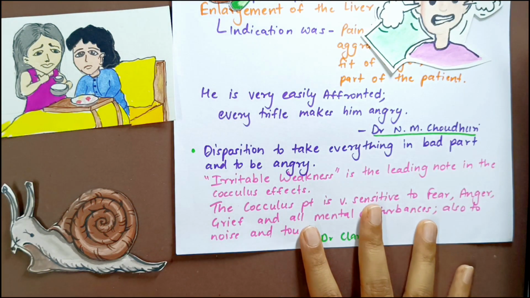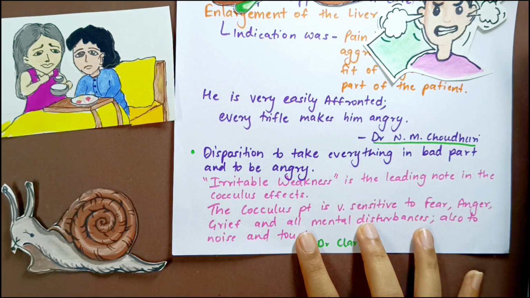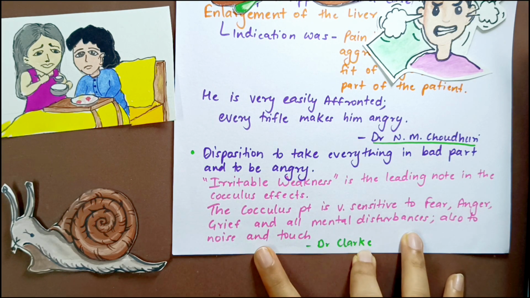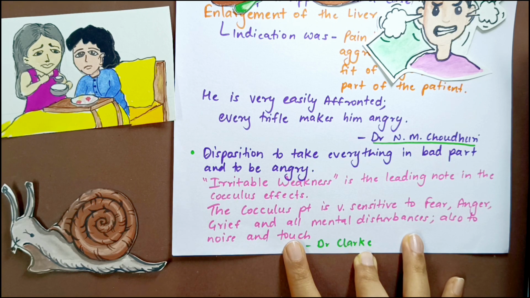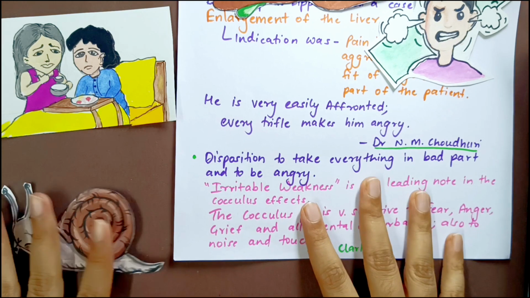The Cocculus patient is very sensitive to fear, to anger, to grief, and all mental disturbances, also to noise and to touch. And this we've seen in part 1. Okay, so they are very, very sensitive to everything, to fear, to anger, to grief, and all the mental disturbances. That is what we see. So what did we discuss in mind? This is all. What did we discuss in mind?